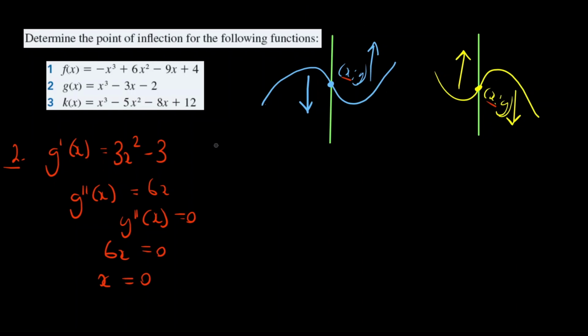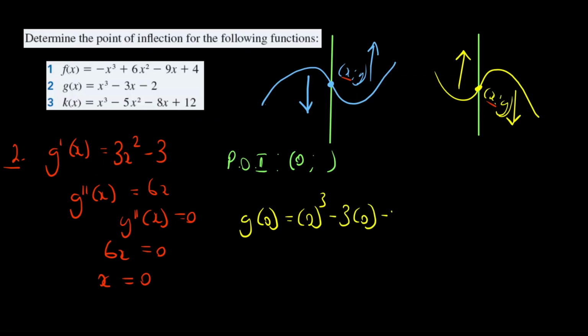So we just substitute x into the original function. So far the x value is 0. We need to find the corresponding y value, so we substitute it into the original function of g, which will be g of 0 is equal to 0 cubed minus 3 times 0 minus 2, which will be negative 2. So therefore the point of inflection is (0, negative 2).